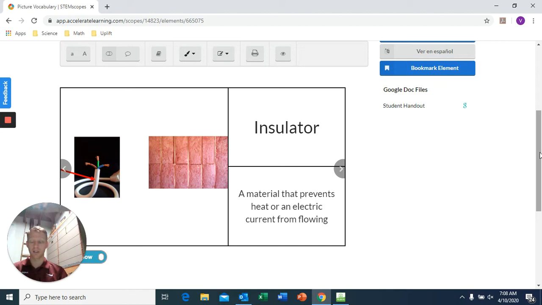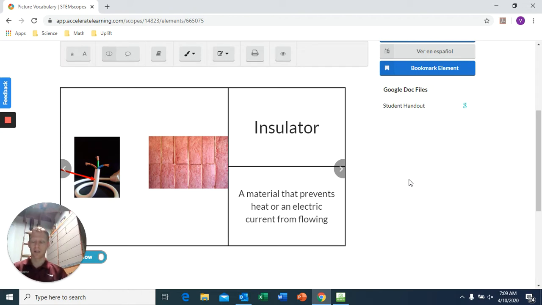Many good insulators are filled with little pockets of air. For example, the walls and ceilings of many homes are filled with fiberglass insulation. You might not know what that is, but if you see on the screen here, this pink stuff, this is that fiberglass insulation. This insulation is made up of tiny pieces of glass. The fibers form a tangled mat with many air spaces or little air pockets.